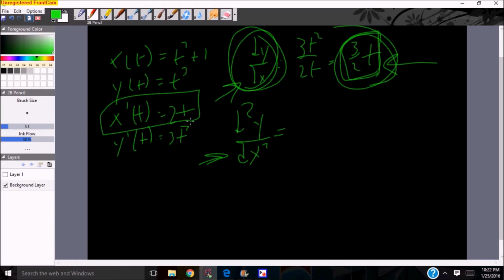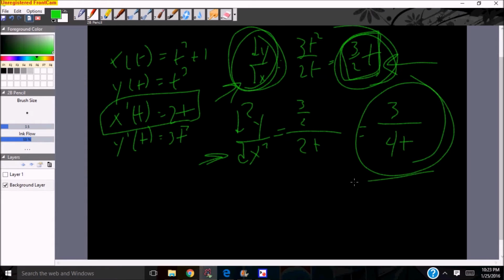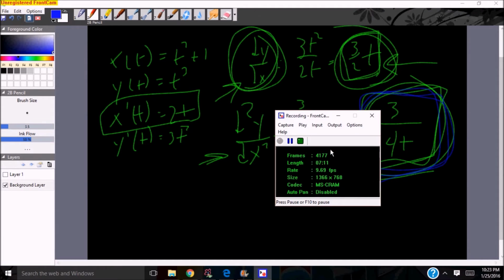So we'll take the derivative of this. This is the derivative of dy/dx with respect to time. The derivative of this is going to be 3 halves. And then dx/dt needs to go in as well, so divided by 2t. Basically the second derivative is going to be 3 over 4t. This here is my answer. I hope that's great.